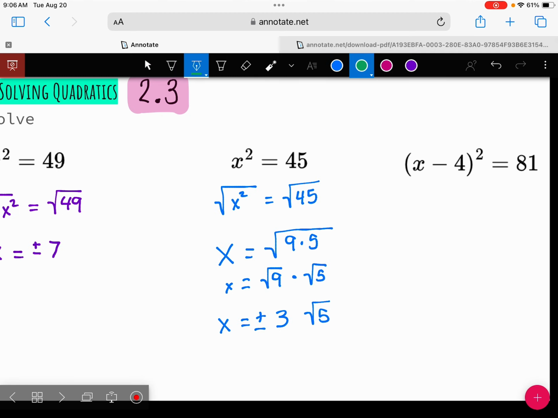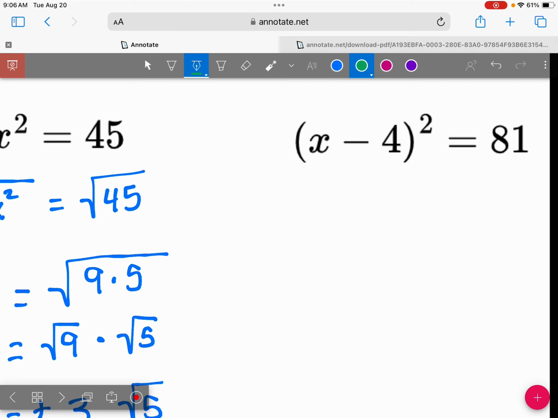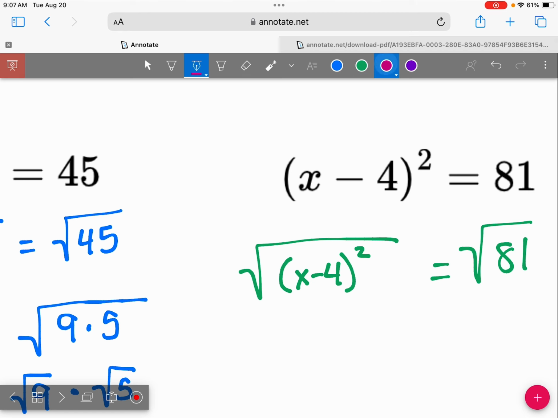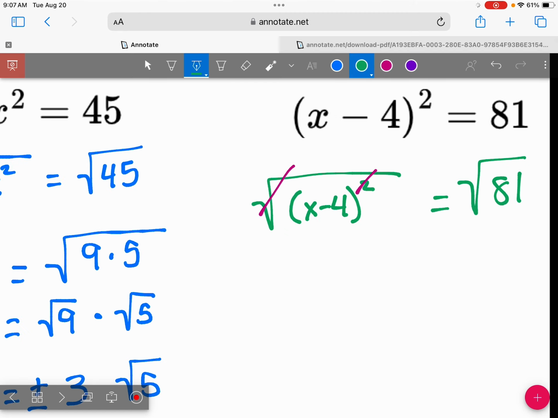Let's look at the right-hand one. What can we do here? Square root both sides. I have a square that is isolated. Absolutely fine. I can square root my x minus 4 squared and square root 81. The square and the square root cancel out, so we're left with just our x minus 4 equals plus or minus 9.